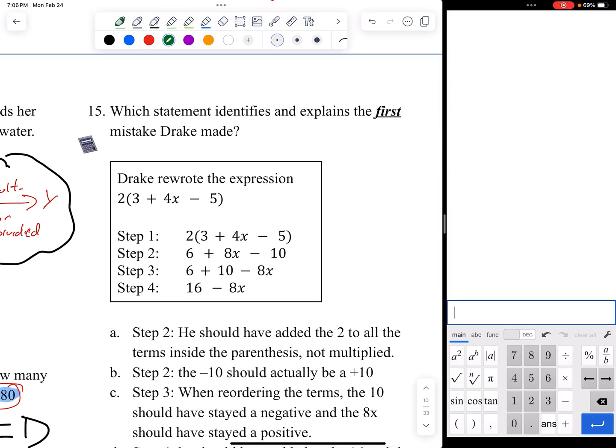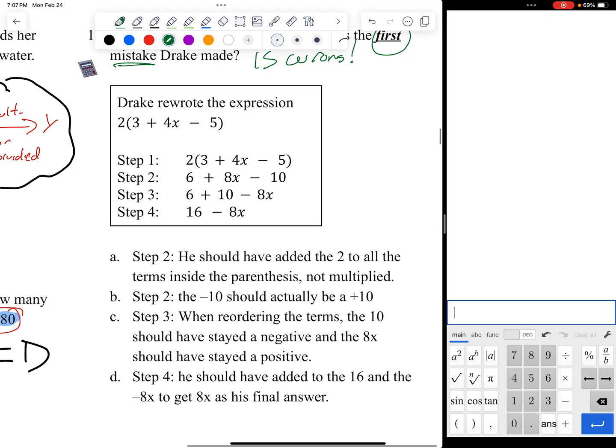Oh my God, every time I see this, I know I'm playing teacher, most likely. Which statement identifies and explains the first mistake that Drake made? Drake is wrong. Again, I'm thinking about another video I did earlier where one of the options was, Drake is right. And I'm like, I've had so many students put that. I'm like, dude, it literally says that the kid was wrong. You can't put that he was right. It didn't ask you if he was right or wrong. It told you. So this one says he's wrong.